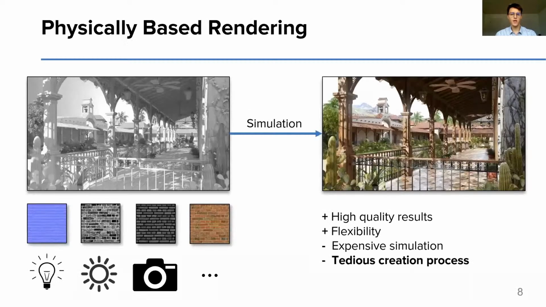In common graphics pipelines, we rely on physically based rendering, or PBR, where light paths are simulated in a scene, and this allows for realistic renders and very fine tuning of the final appearance of the scene. However, rendering is quite expensive, and creating complex scenes often requires several artists working on them for weeks.